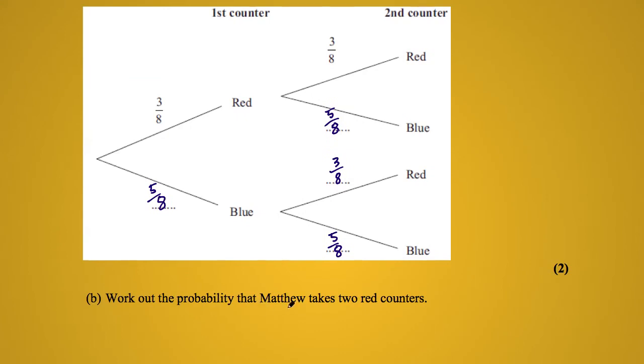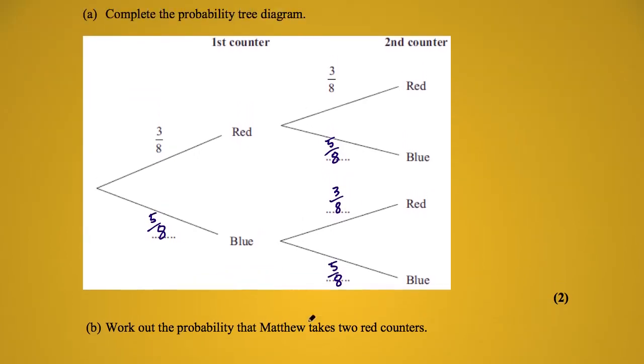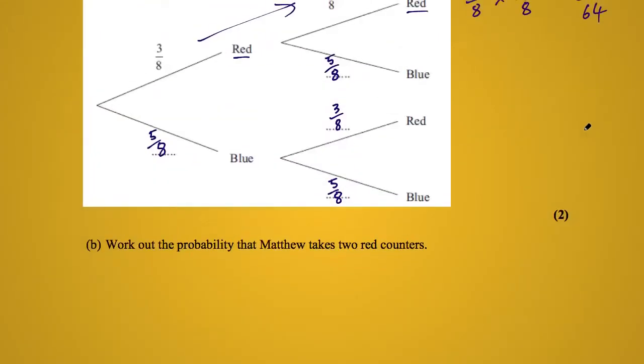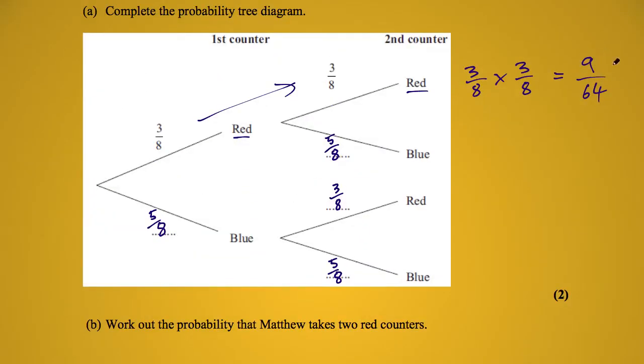Part B, work out the probability that Matthew takes 2 red counters. That would be red followed by red. There's only one way to do that from this diagram, red followed by red. And when we move along the branches, we need to multiply. So that gives me 3/8 times by 3/8. 3 times 3 is 9. 8 times 8 is 64. So probability that he takes 2 red counters is 9 out of 64.